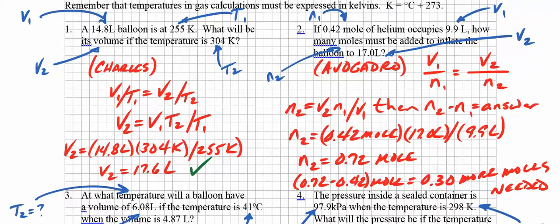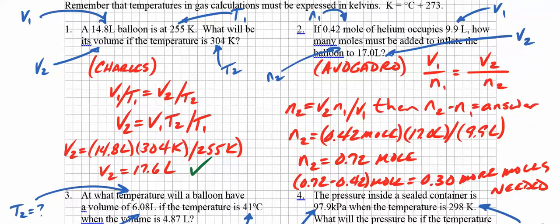It says if 0.242 moles of helium occupies 9.9 liters, how many moles must be added to inflate the balloon to 17.0 liters? So N1 then is 0.42. V1 is 9.9 liters. N2 is what we're looking for, and V2 is 17.0 liters. We're going to use Avogadro's law, which says that there's a relationship between volume and number of moles.